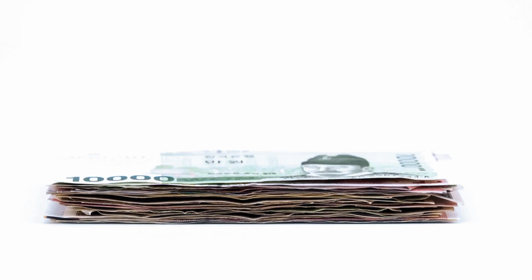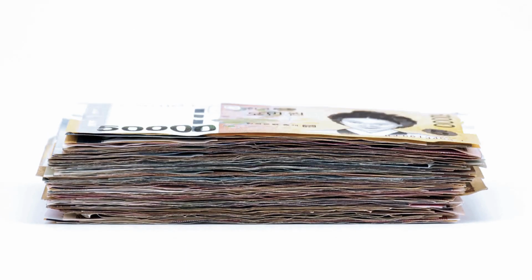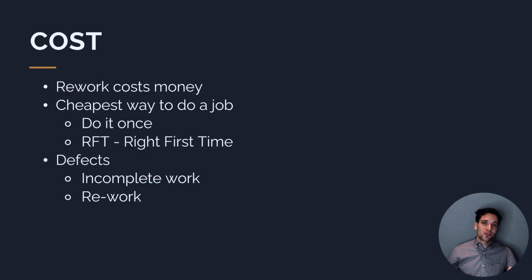This then directly leads on to the next issue, which is cost. So rework ultimately costs money. The cheapest way to deliver a project is to do it once. Do it right the first time, not to come back and do the same task again because you messed it up the first time. So the less defects we have, the less money we're going to spend.